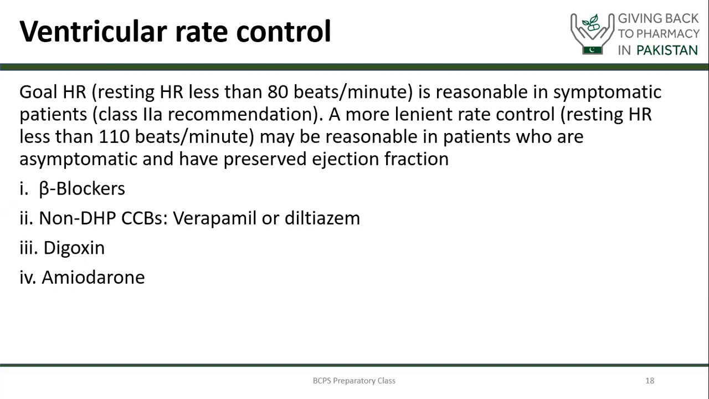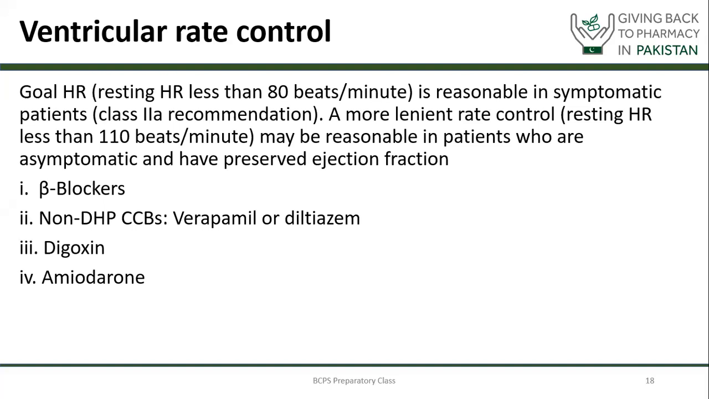Ventricular rate control goal: a resting heart rate of less than 80 beats per minute is reasonable in symptomatic patients, Class 2A. These are antiarrhythmic classifications. This topic will be discussed in detail in acute care, but I will only touch the points where we will cover this section. A more lenient rate control, a resting heart rate of 110 beats per minute, may be reasonable in patients who are asymptomatic and have preserved ejection fraction.